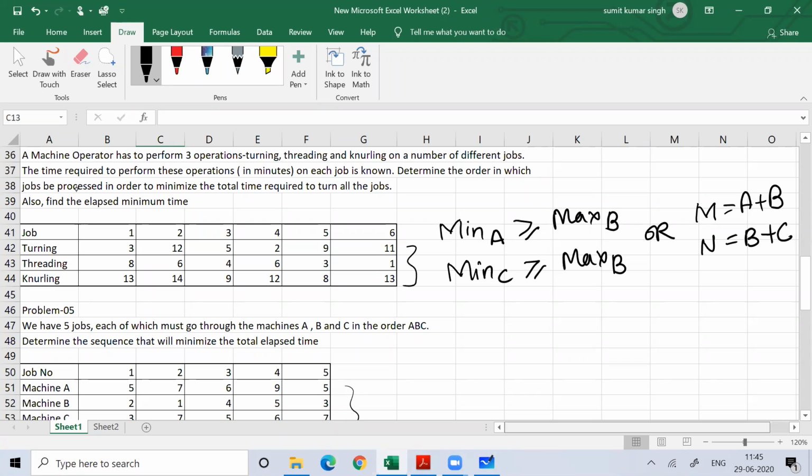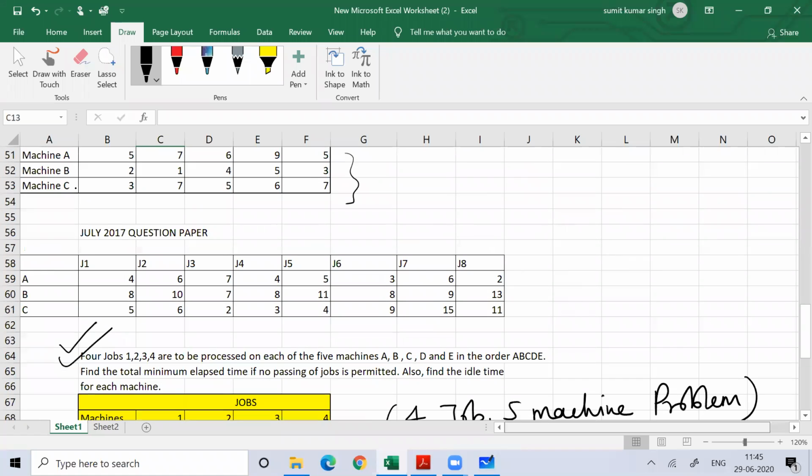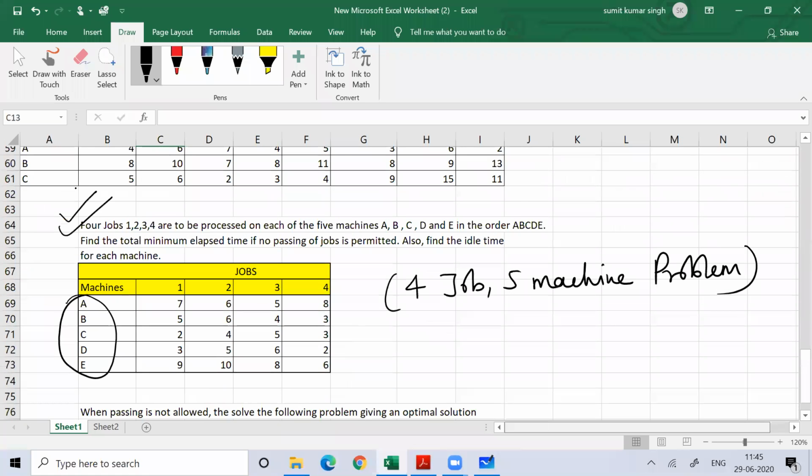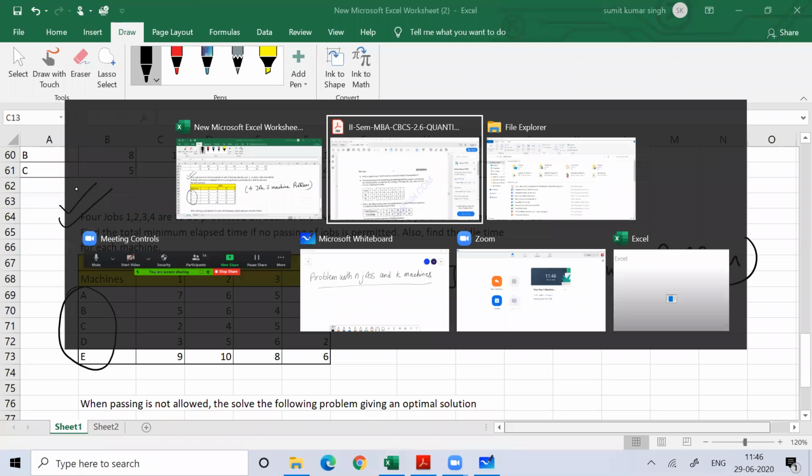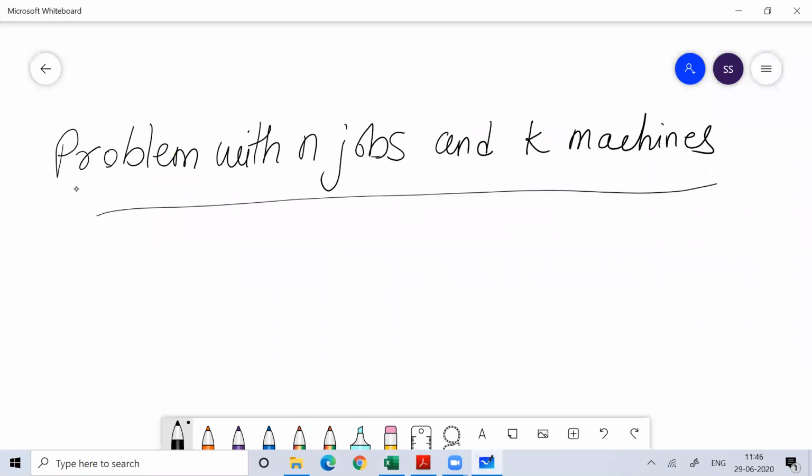We have to be very aware of how to convert a problem into a two machine problem. That is a very important thing for any kind of problem solving. Here also, you can see five machines and four jobs. Here again the same logic will be used. It doesn't matter how many machines there are.